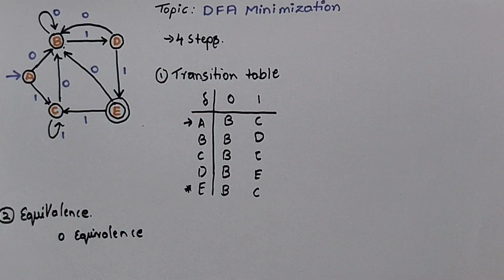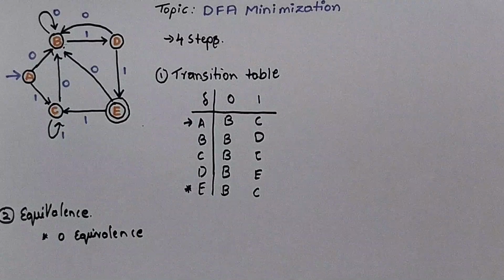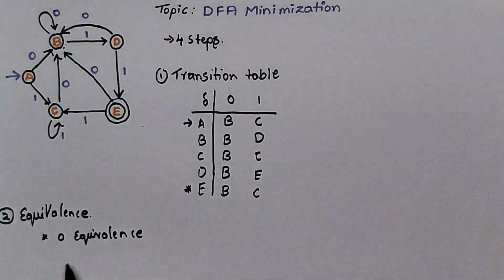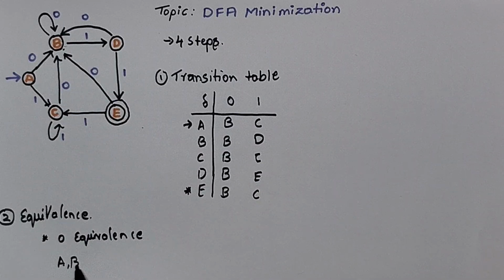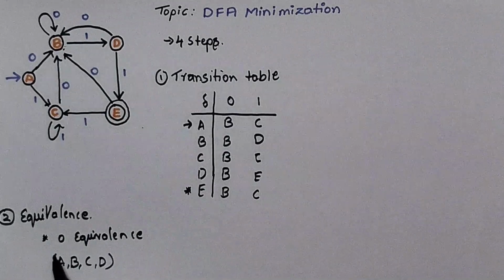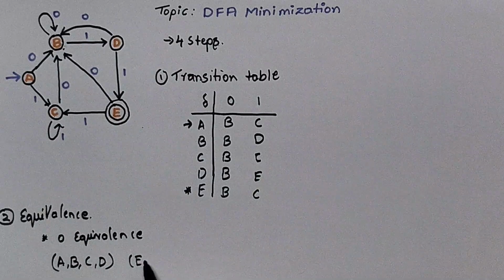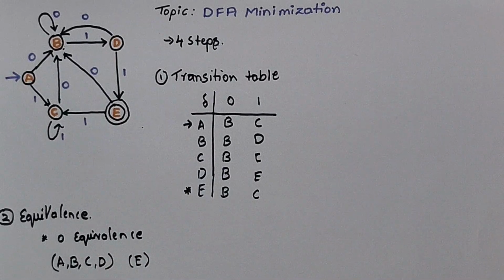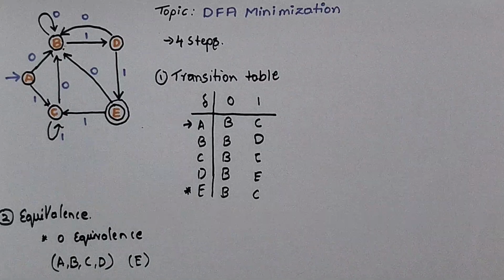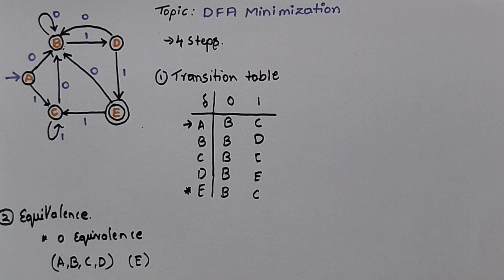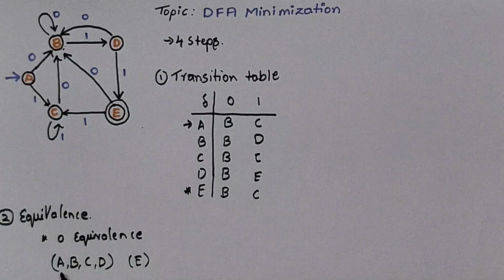In the 0 equivalence we will be separating the states which are final and non-final. Here A, B, C, D, these 4 are the non-final states and E is the final state. So we will be separating the final and the non-final states. Now we will be checking the relationship among the grouped ones, that is, here we have grouped A, B, C, D.